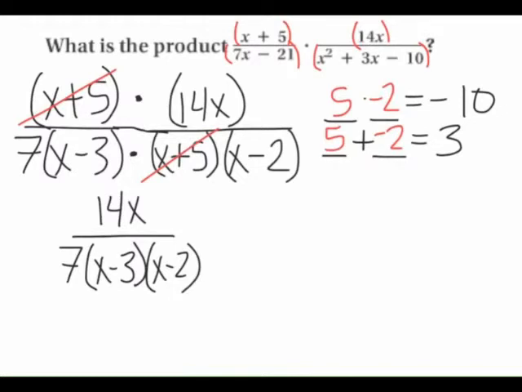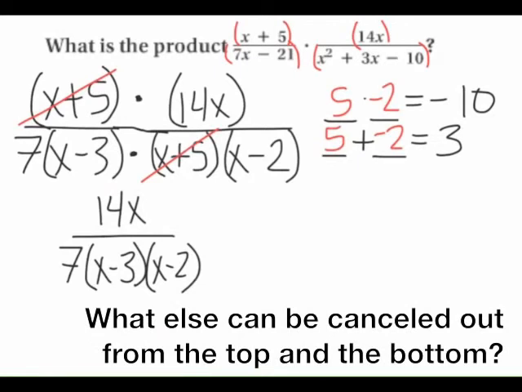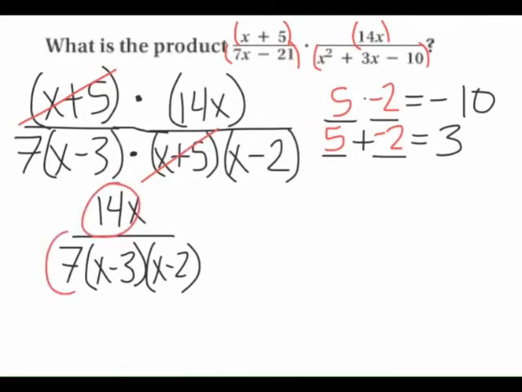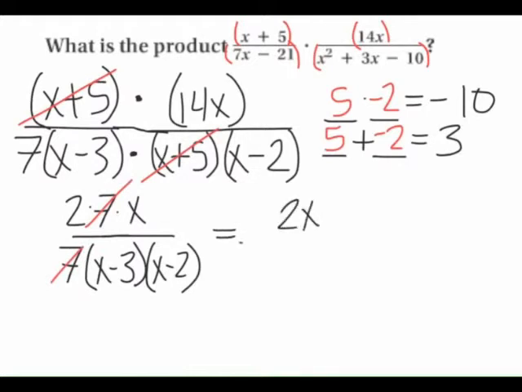But wait, there's one last thing we can cancel out. I forgot to do this. Right here we have a 14, and down here we have a 7. Now 14 is just equal to 2 times 7, is it not? So that means that we can cancel out this 7 and that 7. And this leaves us with 2 times x divided by x minus 3 in parentheses times x minus 2 in parentheses. And this looks like it's all that we can do to simplify this expression.